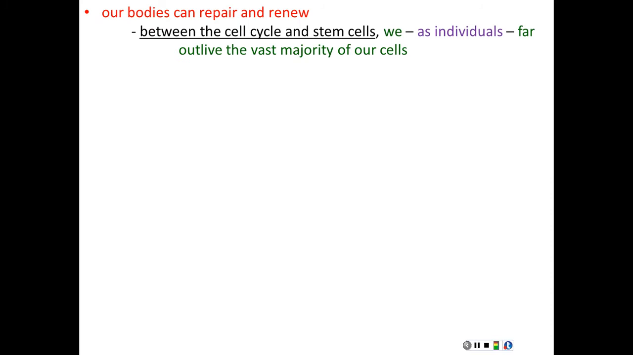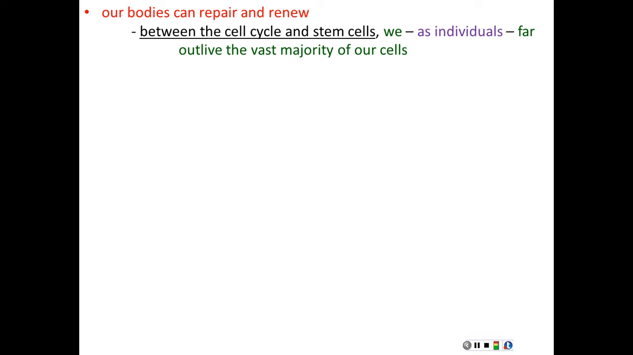Why is cancer even a disease of humans? Well, cancer is a blessing and a curse, or it comes from a physiological process that is a blessing and a curse. Our bodies can repair and renew. We know that. Between the cell cycle, giving rise to new cells, new daughter cells, and cell division, and stem cells, this kind of pool of pluripotent cells that can be many different differentiated cell types, we as individual human beings far outlive the vast majority of our cells.